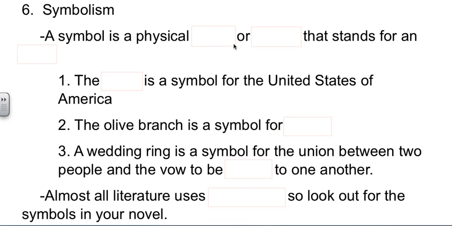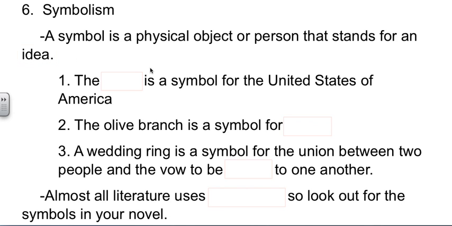Now we know what a symbol is because we see them all the time in our daily lives. If we see a 6-sided sign that is red, we know that means stop. If we see a green light on the traffic light at the intersection, we know that we can go. So we know what symbols are. But the basic definition, just so that we all are on the same page, a symbol is a physical object or a person that stands for an idea.